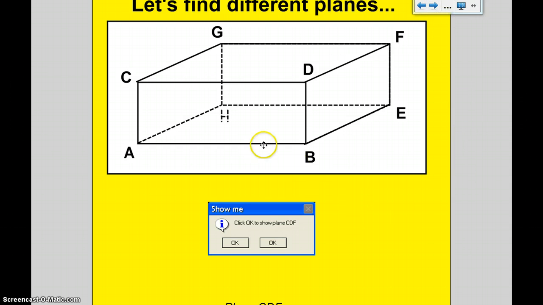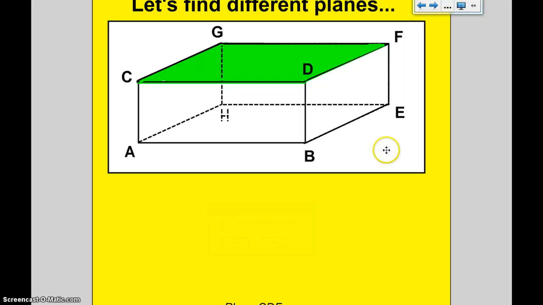Okay, let's take a look at some different planes. Plane CDF. Is plane CDF a plane on this picture? If so, is it the top plane, bottom plane, right or left, or front or back? If you said top, you are correct. CDF is the top plane in this prism.